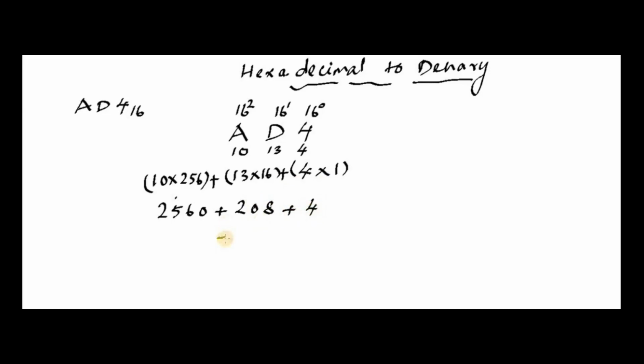So now our final answer will be 277 to base 10. Okay, this is our final answer because we are going to convert from a hexadecimal number to a denary number. That's why the base 10 is here.